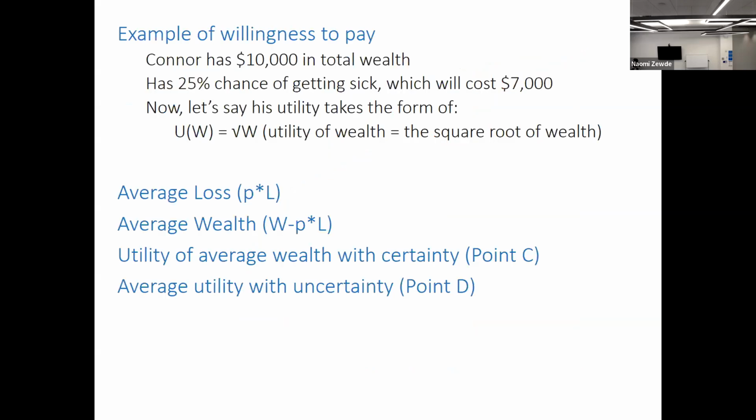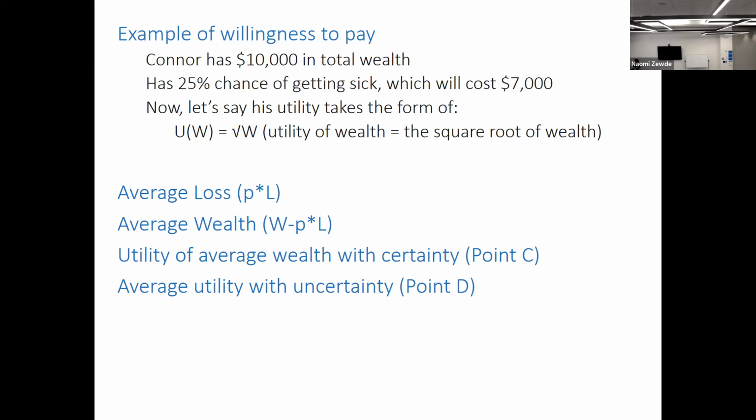Okay, so we're going to do another willingness to pay example and plot it out on that graph too. So let's say this guy, Connor, this is my nephew's name. I just have to come up with names. And he's like 2. So Connor has $10,000 in total wealth, and he has a 25% chance of getting sick. If he does, it'll cost him $7,000, for real this time, 7,000.